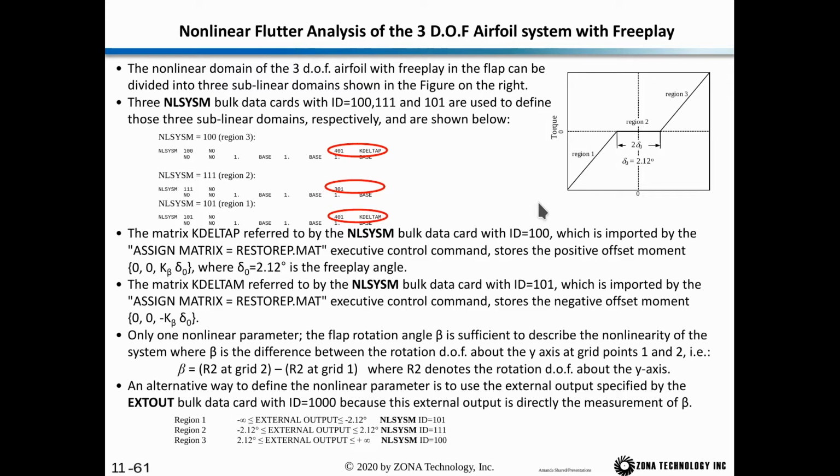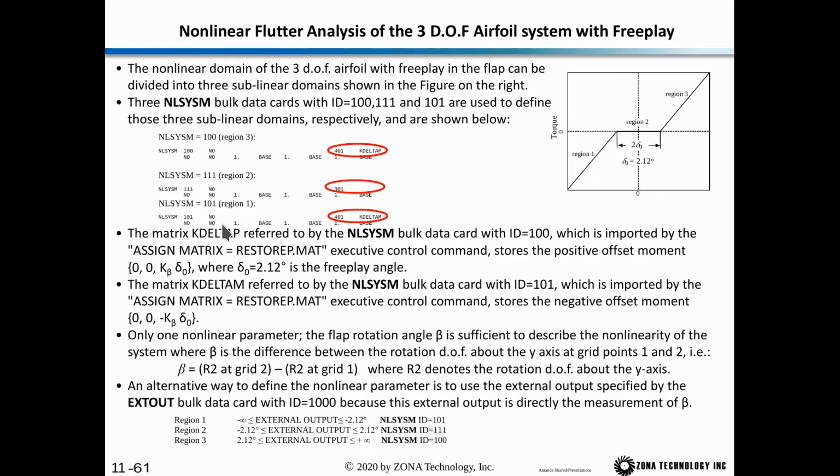So the three nonlinear system matrix bulk data cards shown here are used to define the three sublinear domains. For regions 1 and 3, we have the offset moments to shift the curve up so that we have a piecewise continuous curve here. And then for region 2, we have no offset moment. And also notice that for our mass, damping and stiffness matrices, we're just using the base matrix in all three cases. Because for the freeplay region, remember, we're not modifying the stiffness matrix, we're using the closed loop controller to take away the spring stiffness.